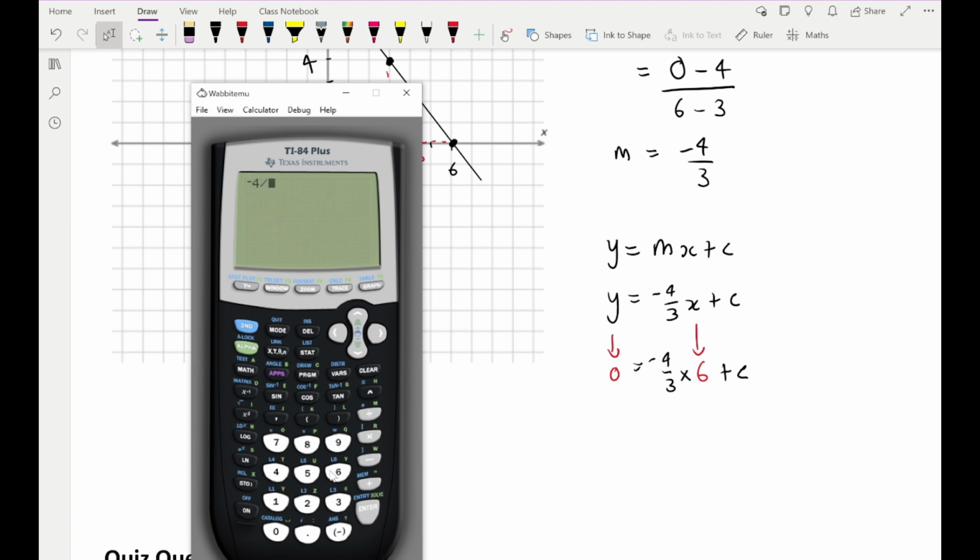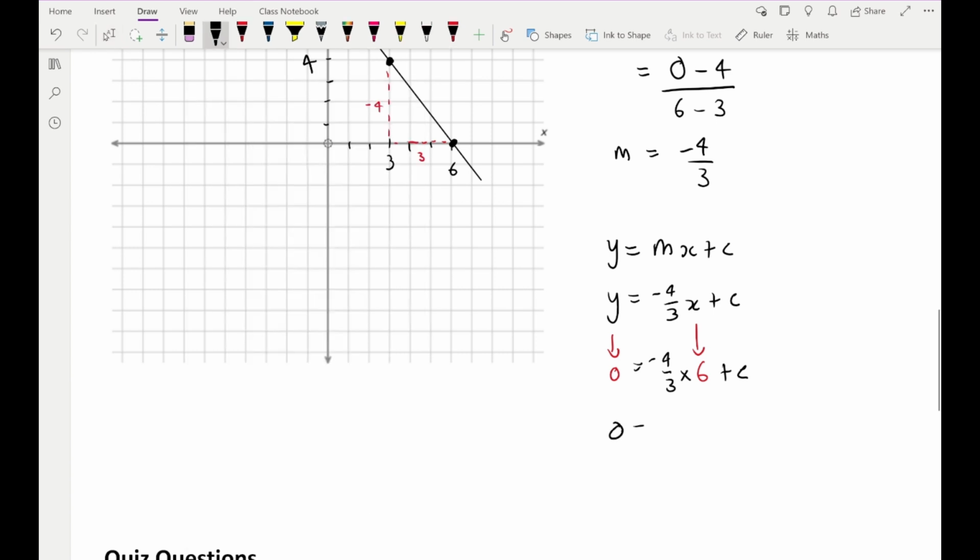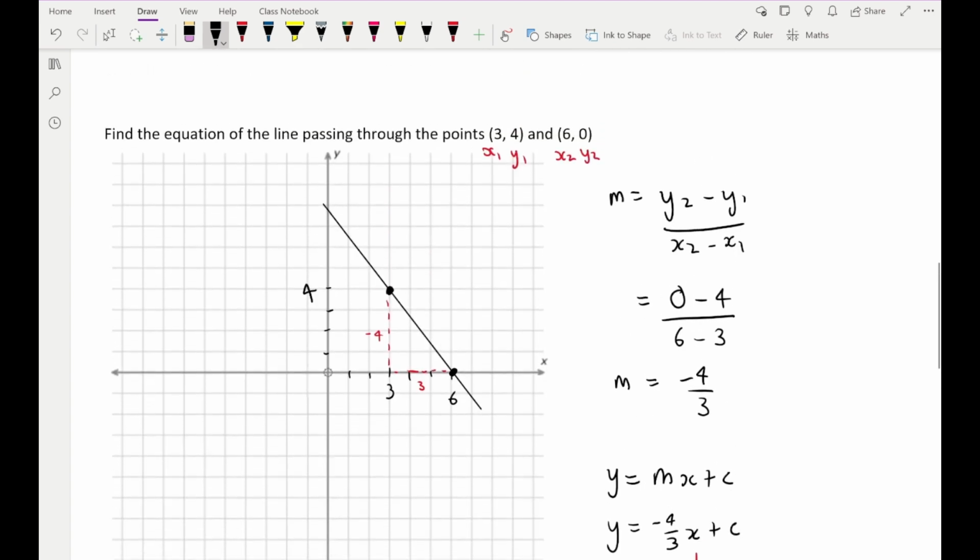-4/3 times 6 should give us -8. That becomes 0 = -8 + c. All you have to do is add 8 to both sides now, and you're going to get c = 8. So I think that should be roughly what we wrote there. So that should be a y-intercept of 8. And to do our final answer, this line is going to be y = -4/3 x + 8. There we go. That's the equation.